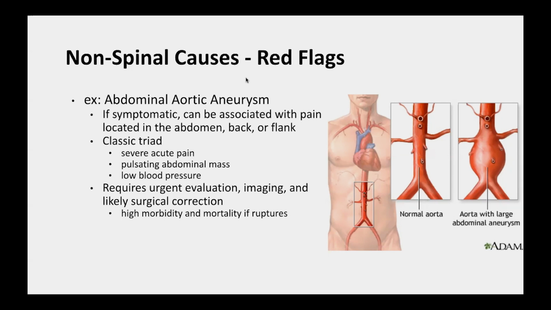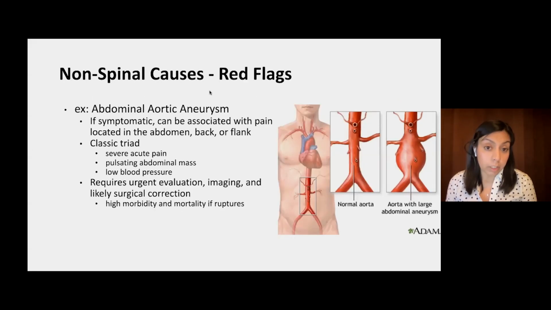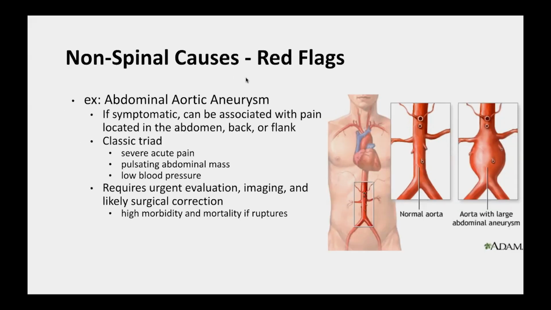And the classic triad or group of symptoms that a patient may come in with include severe acute onset of pain in these areas, the abdomen, back, or flank, a pulsating abdominal mass, and low blood pressure. If a patient is suspected of having an abdominal aortic aneurysm, they often require urgent evaluation, imaging, and likely surgical correction.